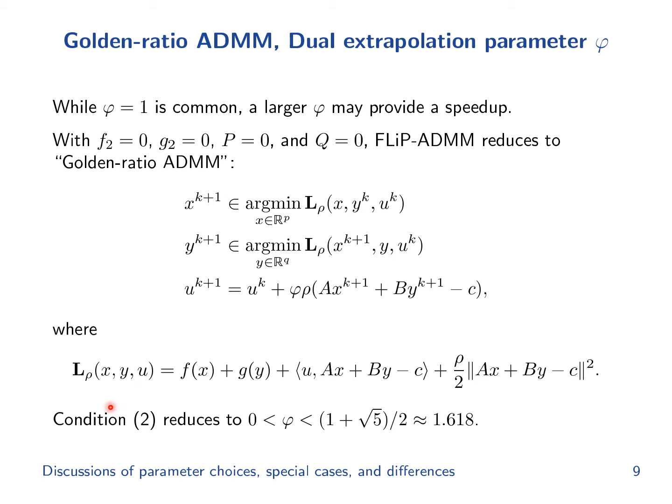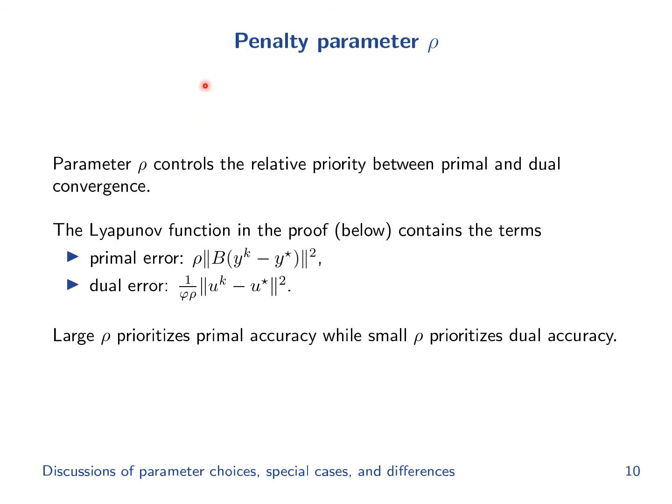Theorem 6 guarantees that this method converges when phi lies between 0 and (square root of 5 plus 1) over 2, which is approximately the golden ratio. Next, let's look at the penalty parameter rho. Rho controls the relative priority between the primal and dual convergence.